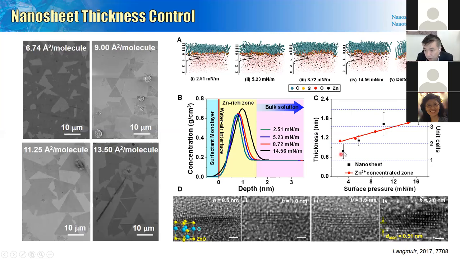Okay. So because the quantity is very large for our samples, we can simply connect many samples and make cross sections, and that allows us to find the zinc oxide nanosheet cross sections with all different numbers of unit cells. You can see this is one unit cell, two unit cells, three unit cells, and four unit cells for the nanosheets made corresponding to different surface pressure or solution density.